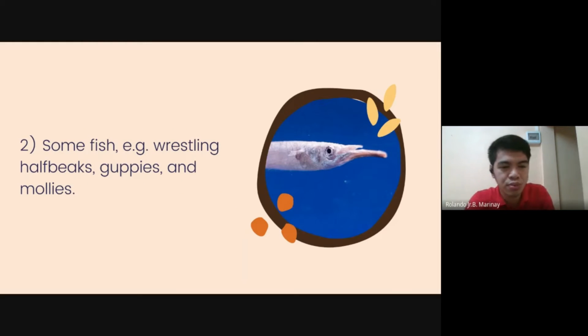The second group are fish. For example, the wrestling half-beaks. Okay, this is a wrestling half-beak. And then guppies and mollies. Okay, these fishes give birth to babies, similar to the look that they have, but just smaller and younger.